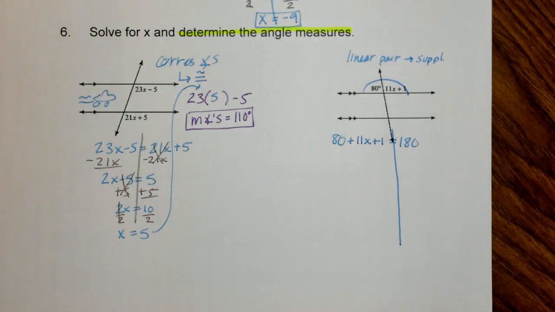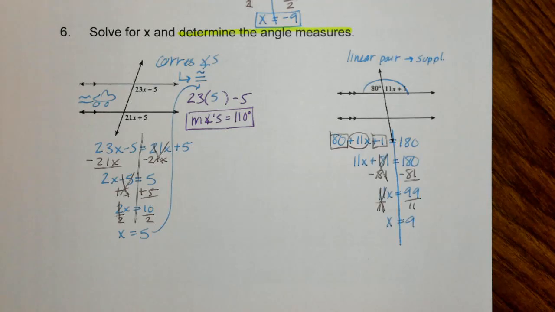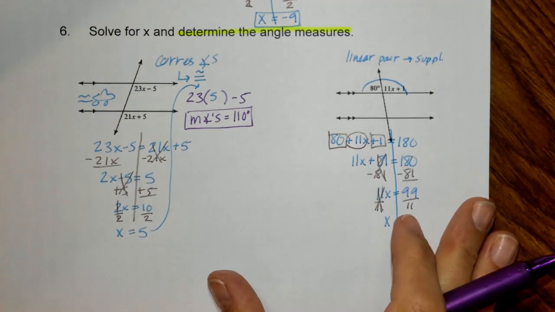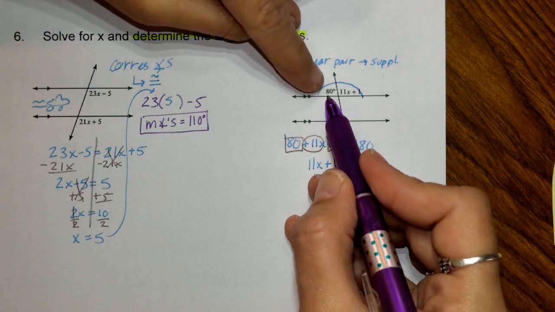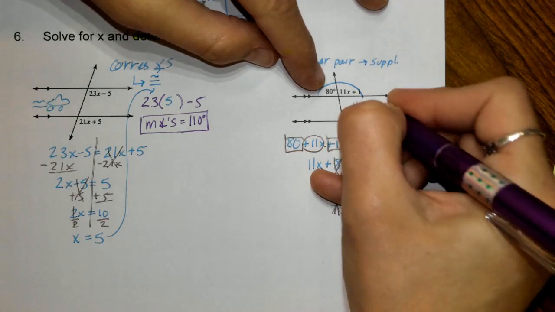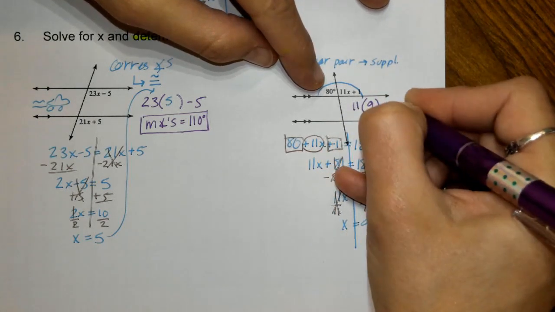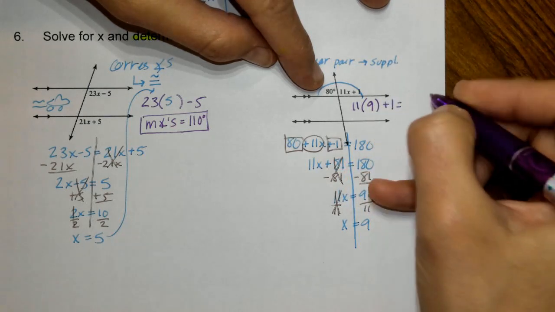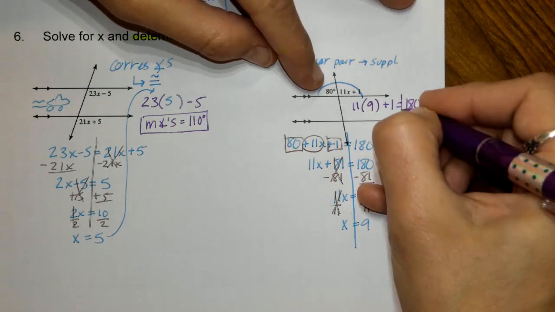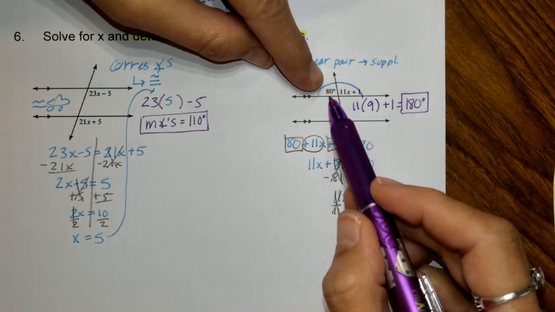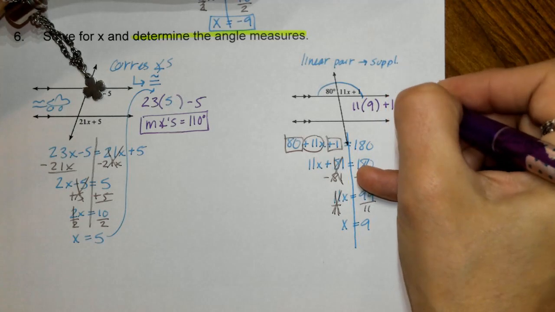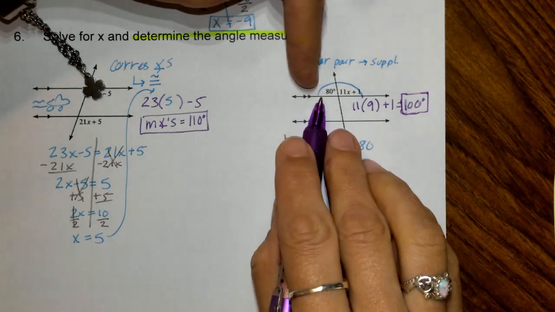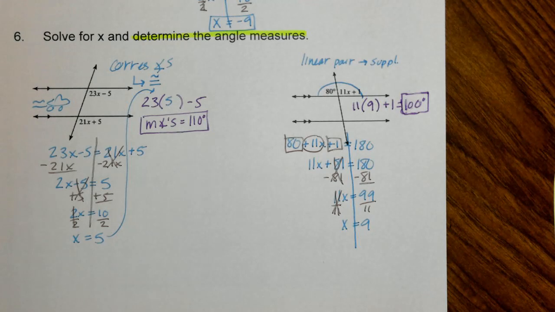If you'd like to, go ahead and figure out the angle measurement also by substituting in. Find one angle because we already know that this one right here is 80. So we can just take that 11x, substitute in 9, and we're going to find out that this measurement is 100 degrees. Now, in reality, we could have just subtracted 80 from 180 to get what was left over as well, but I wanted to practice substituting in.